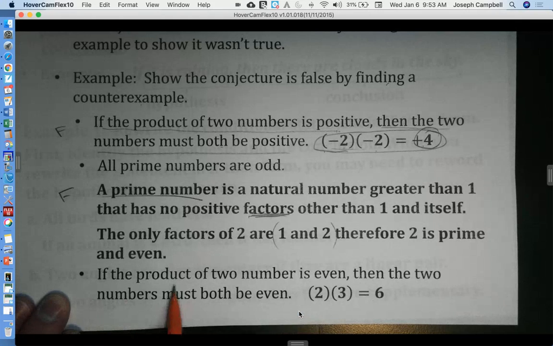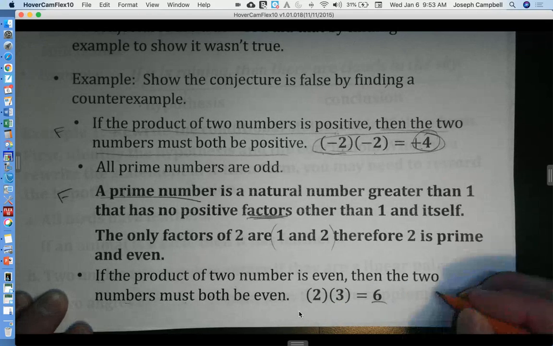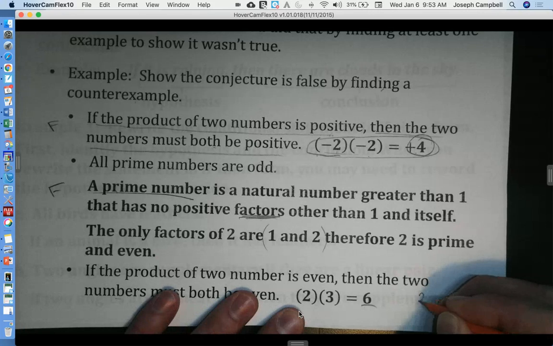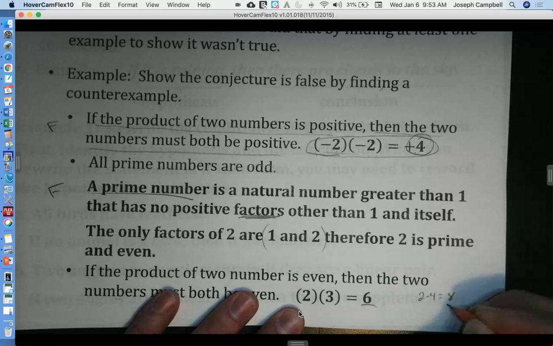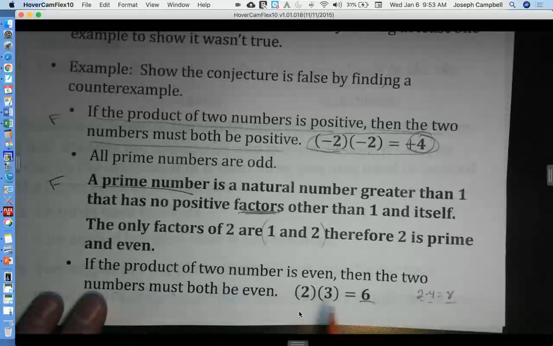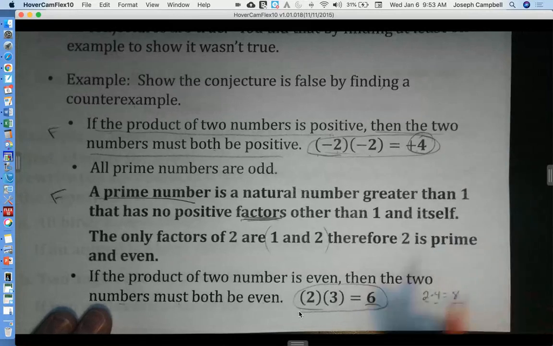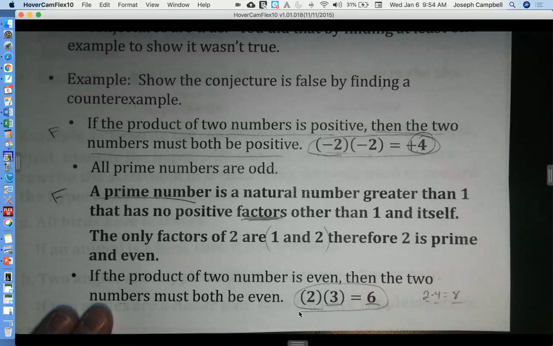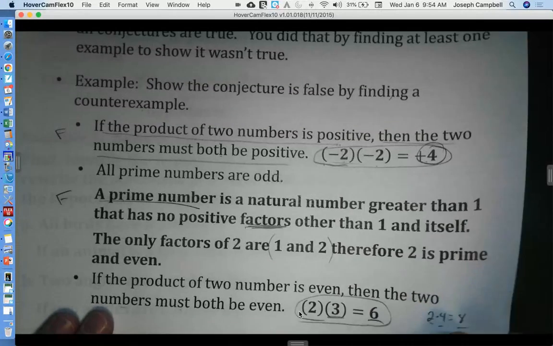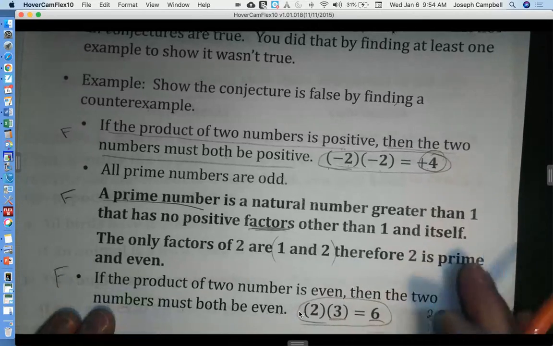If the product of two numbers is even, then the two numbers must both be even. Well, sometimes that's true, right? 2 times 4 is 8. 8 is even. These are both even. But I found an example, 2 times 3, where that's not the case, right? 3 is not even. So this is also false.